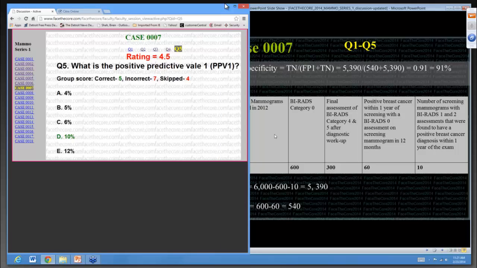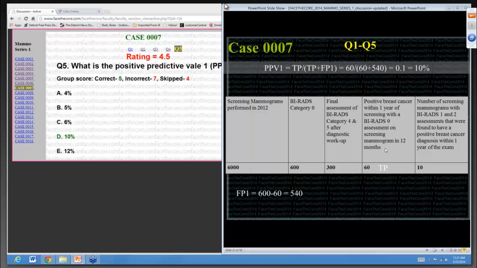What is the positive predictive value? It's spelled here, PPV1. The PPV1 is basically abnormal findings at screening. So it's a percentage of all positive screen examinations that were given a BI-RADS 0, 4, and 5 that result in a tissue diagnosis of cancer within 1 year. So it's the true positives over the true positives plus false positive 1. And so that calculation turned out to be 10%.